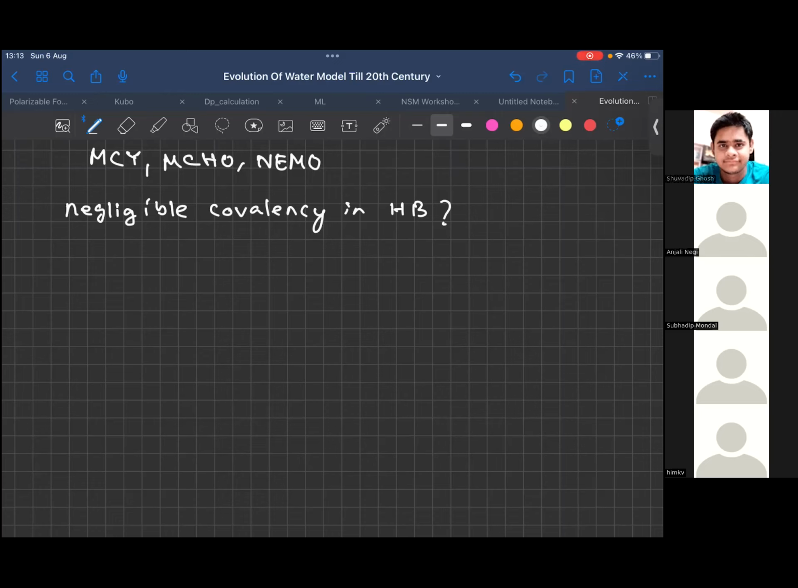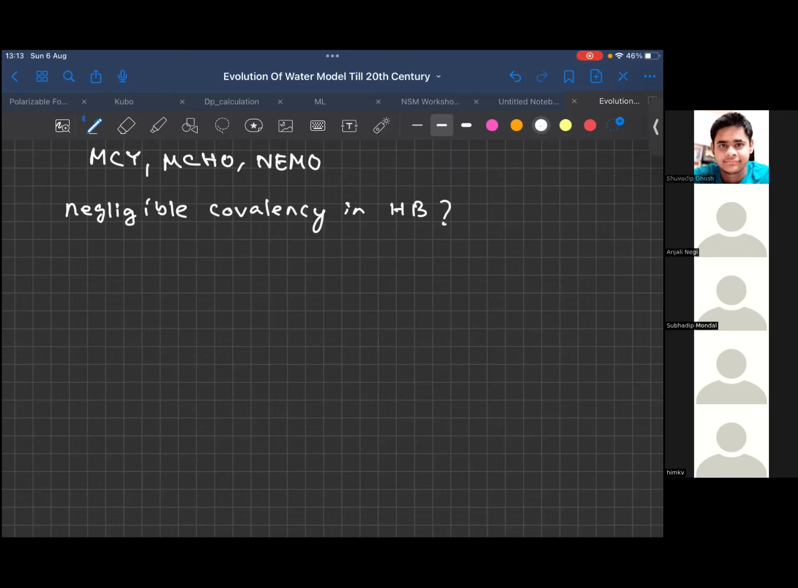Okay, so this assumption, this simple point charge approximation, might be a reason why, at that time, people thought the water models did not give the exact result. Some were good at that point of time, okay, but not that efficient.